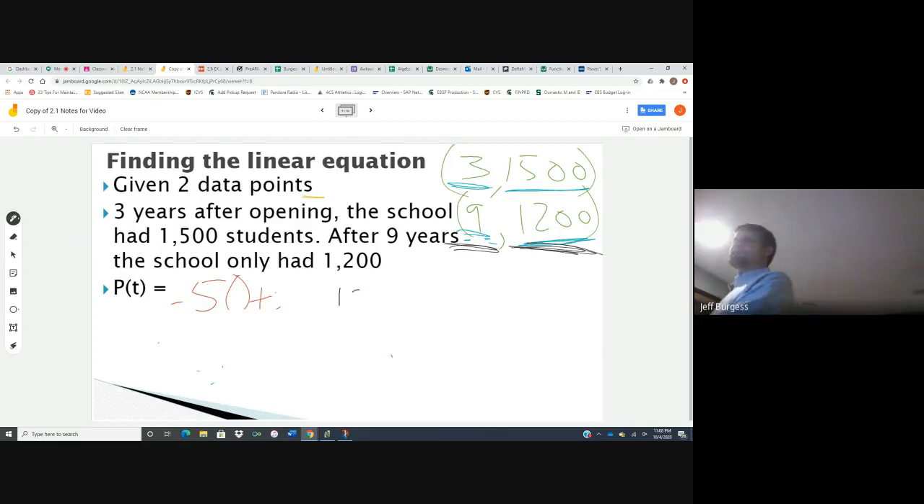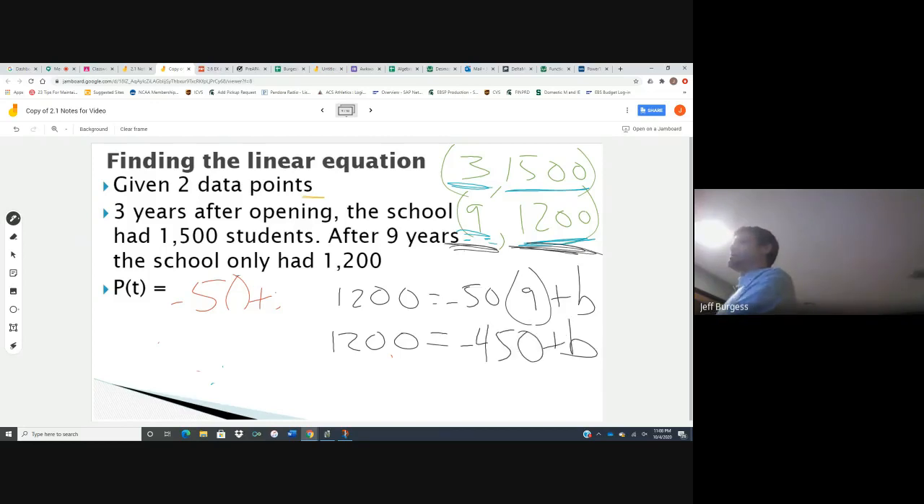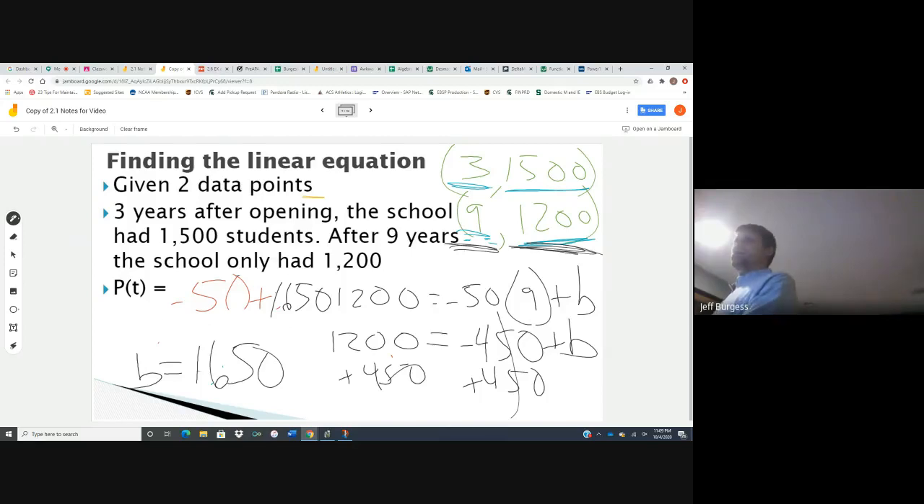So I would have 1,200 as my y value equals negative 50, and my t, my time, my input, is 9, plus b. So this would be 1,200 equals negative 50 times 9. 9 times 5 is 45, so it'd be negative 450 plus b. And then I would obviously add 450 to both sides of my equation here, and my y-intercept would be 1,650. So you can see that it works either way, whatever your preference is.